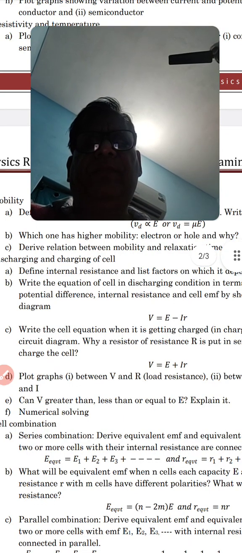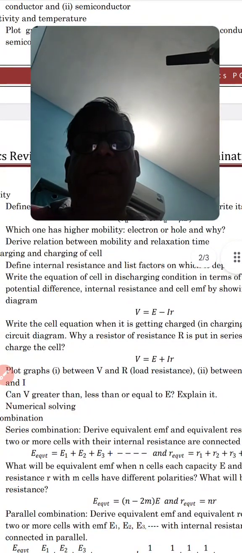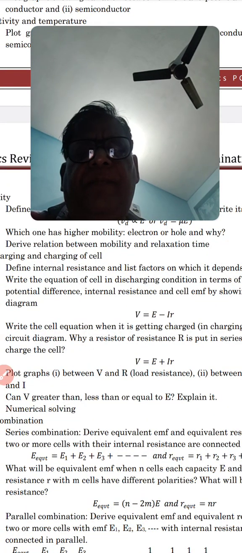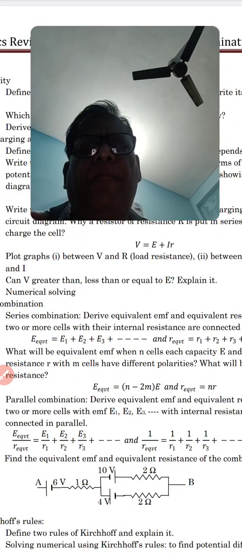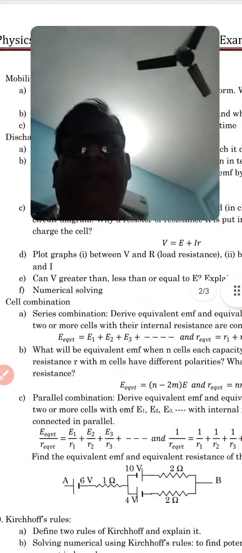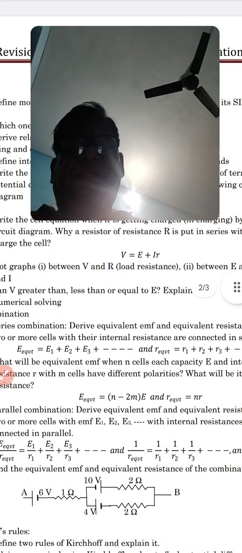Write the equation of a cell in discharging condition. V equal to E minus Ir, and in charging V equal to E plus Ir. Plot graphs between V and R, between E and R, and between V and I for discharging of a cell.